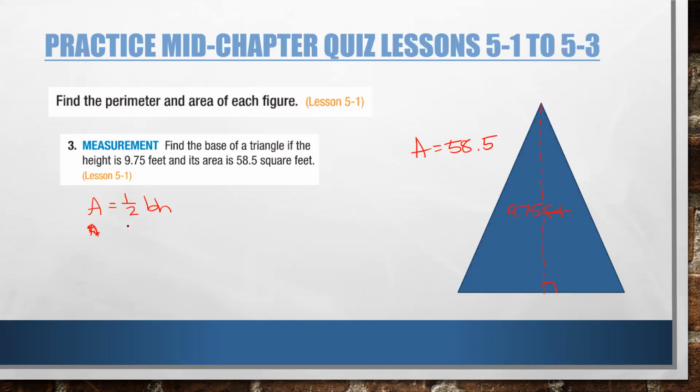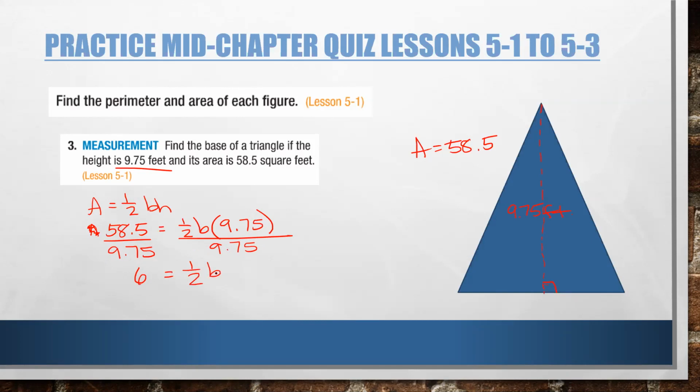So we know that the area is 58.5, and we're taking half of the base. We don't know the base, but we know the height. So we keep our variable b, and then we can put the height here in parentheses, 9.75 feet. At this point, what I would do is divide both sides by 9 and 75 hundredths. You could have taken half of 9 and 75 hundredths, but it's not going to be an even number, so I just figured this would be easier. And just by coincidence, when you divide 58.5 by 9 and 75 hundredths, it's exactly 6, okay?